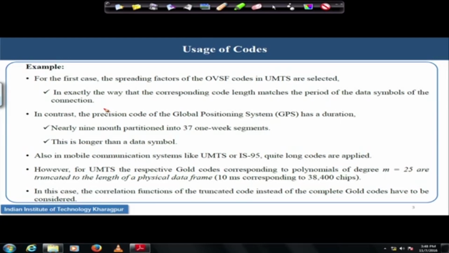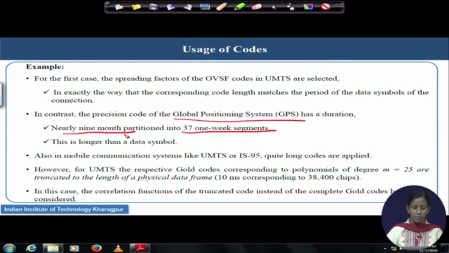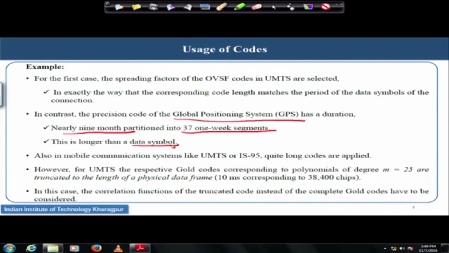In contrast, the precision code that we use in the global positioning system has a duration of 37 one-week segments. It has a total period of 9 months, which we have partitioned into 37 one-week segments, and which is far longer than the duration of a data symbol. This was necessary because it is a precision that you are asking for in localization in the GPS. We do not want anybody to hack the codes, and that is why the length of the codes is chosen so long. And we understand that if you have nonlinear codes as well as a very long duration code, it will be very hard to crack the code.